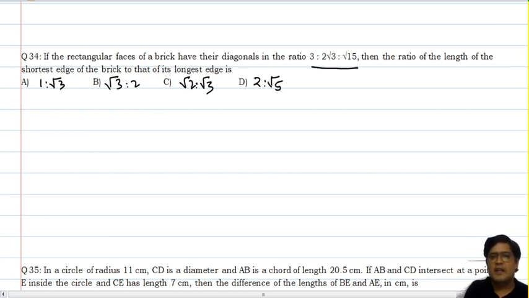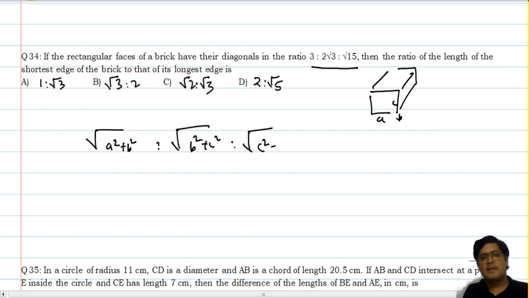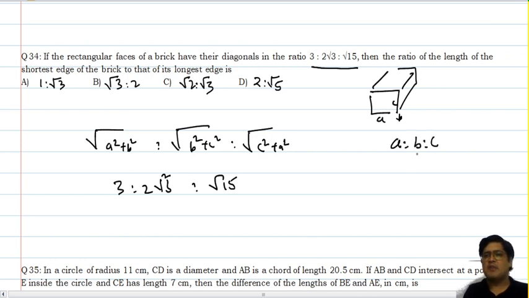These are diagonal ratios. If I imagine a brick with dimensions A, B and C, then the diagonals will be √(A² + B²), √(B² + C²), √(C² + A²). These are given to me as 3 : 2√3 : √15. By solving this, if I can find A, B, C, my job is done. I will find the smallest and the largest one.